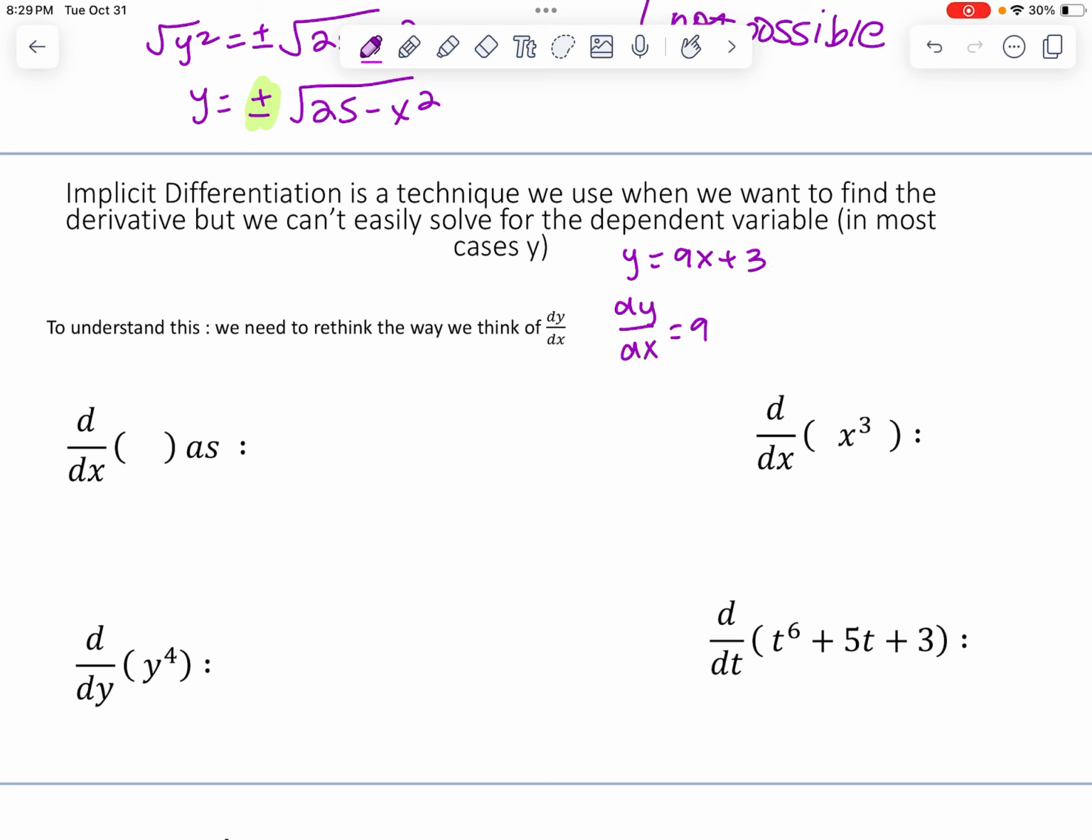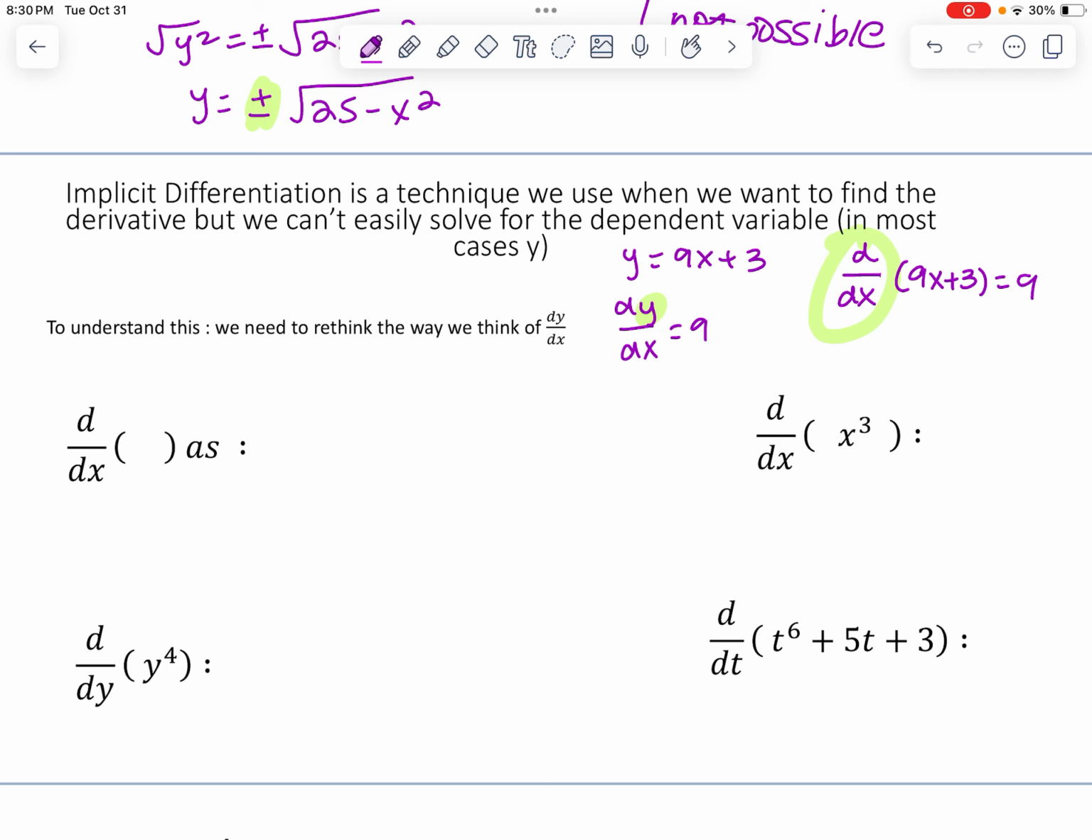But another way that you could write it is you could do d/dx, and then instead of putting in a y here, you just put in parentheses what your y function is, and that's saying the same thing. This notation right here is saying find the derivative of 9x plus 3, and that's 9. So that's just different notation. And so to understand this idea, we need to really think about what this notation dy/dx means.